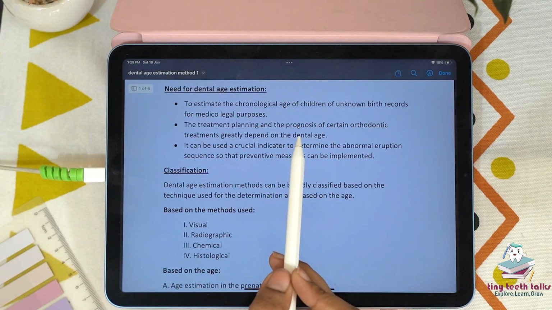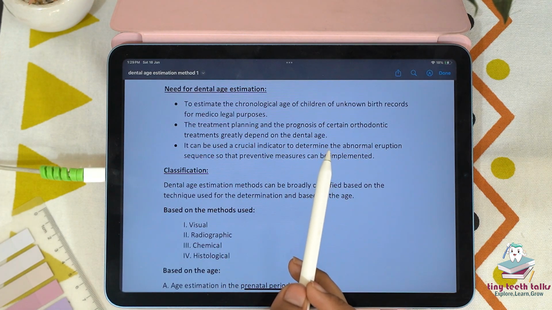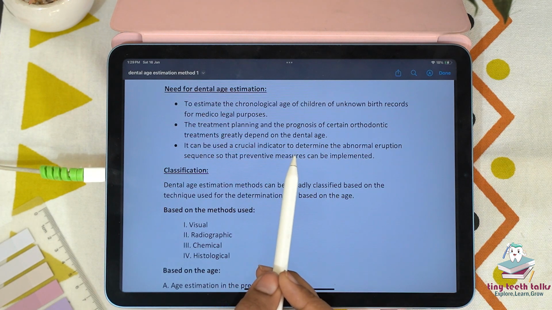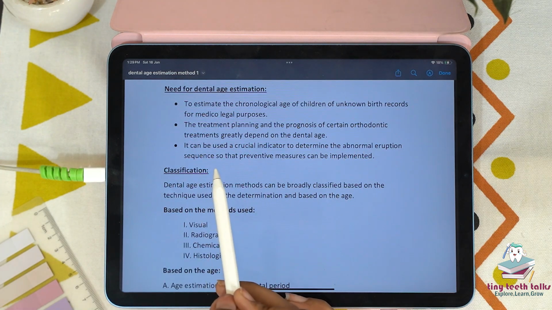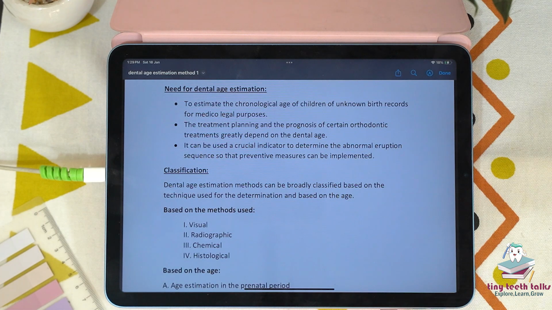The treatment planning and the prognosis of certain orthodontic treatments greatly depend on the dental age. Knowing the dental age helps in predicting the outcomes and effectiveness of the treatments, allowing orthodontists to devise more accurate and tailored treatment plans. It can be used as a crucial indicator to determine the abnormal eruption sequence so that preventive measures can be implemented. By identifying abnormalities early, dental professionals can implement preventive measures to ensure proper dental health and development, potentially reducing the need for more invasive treatments later on.